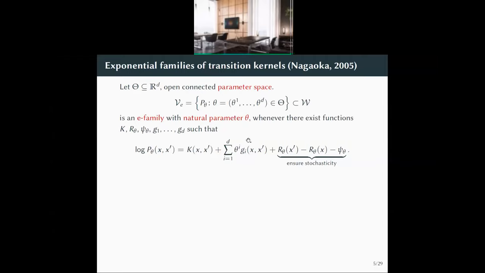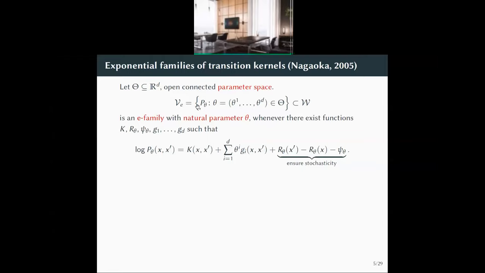Now this theory of exponential families can be extended to transition kernels of Markov chains. So this was properly written down in 2005 by Nagaoka.